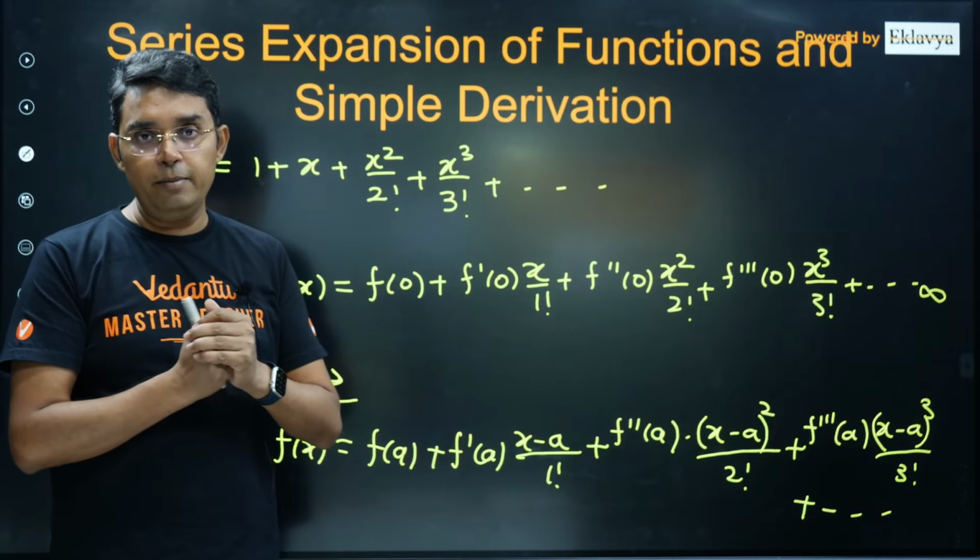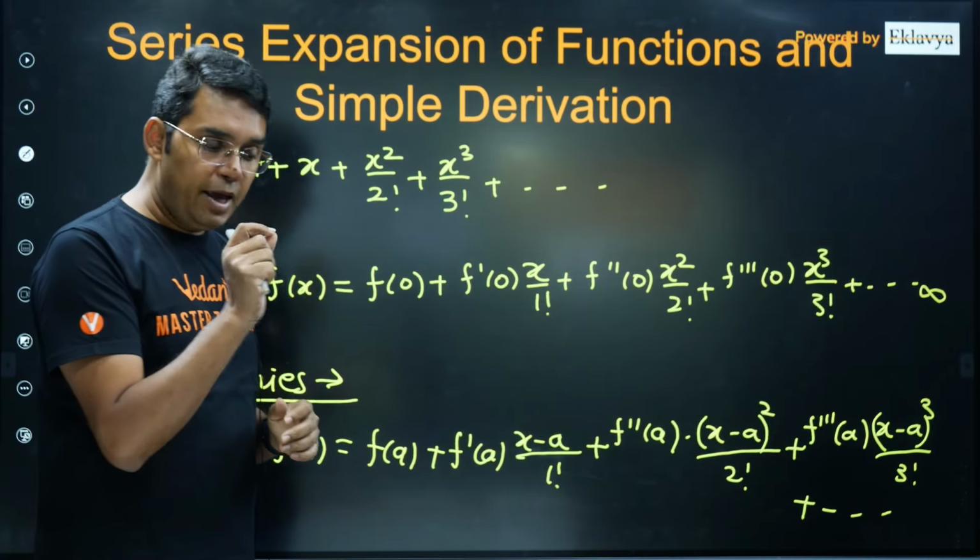Suppose your question is of a limit where x is tending to 2. Then I think the Maclaurin series may not be useful, but this may be useful. If your function is becoming 0 at x equal to 2, then writing your expansion about 2 will be more useful than Maclaurin theorem. So this is the first idea to have your expansion.